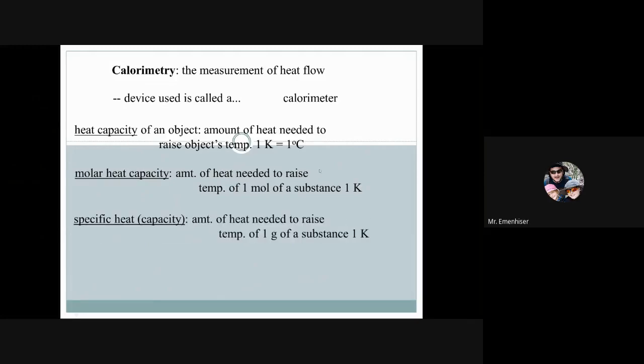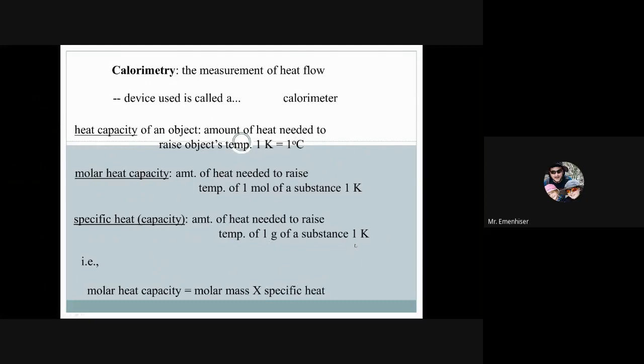Specific heat is the main one that I like to use, and this is specific heat capacity. This is the amount of heat needed to raise 1 gram of a substance by 1 Kelvin. Okay. Usually we're talking water. So just some definitions here.